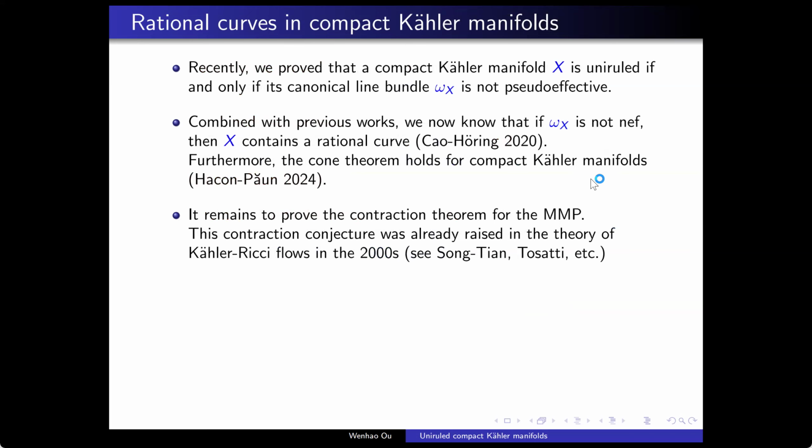Combined with previous works, now we know that if omega X, the canonical line bundle of a Kähler manifold, is not nef, then X contains a rational curve. So this is due to Cao and Höring in 2020. And furthermore, the cone theorems also hold for compact Kähler manifolds, and this is due to Höring and Păun in 2024.